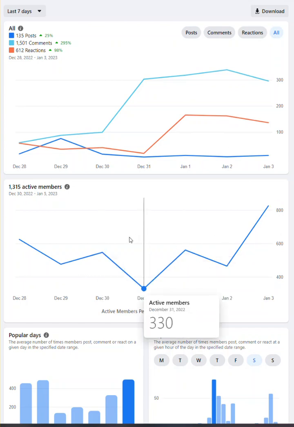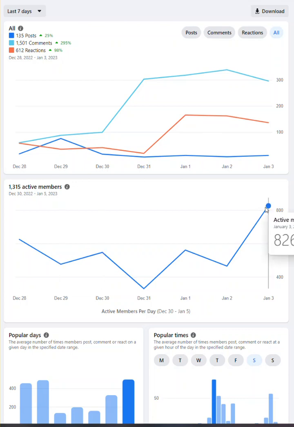And that's something that I personally really struggle with because here on January 3rd, there are 826 active members, yet there were only 10 posts, 136 reactions, 296 comments. But you can see that from January 2nd to 3rd, the comments went down, the reactions went down, the posts stayed flat. So how did engagement almost double?